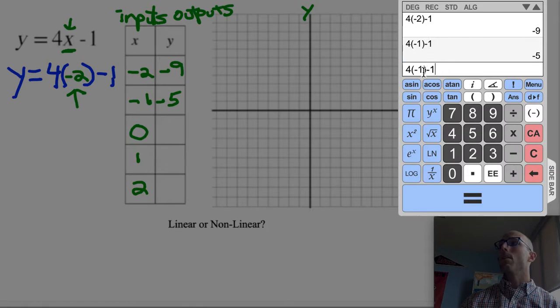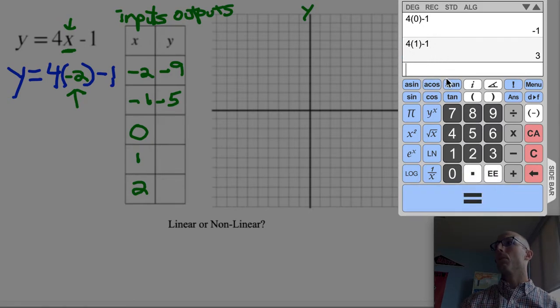So again, I'm going to find my output, this time when my input is 0, right? I input 0 here. Okay, and -1, that makes sense. 4 times 0 is 0, minus 1 is -1. Okay, I needed an input of 1, so I'll plug that in.